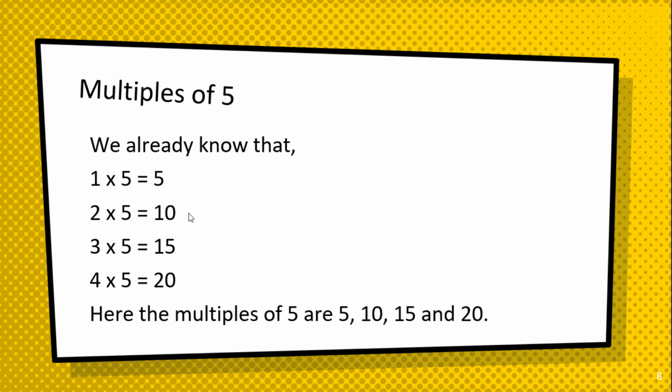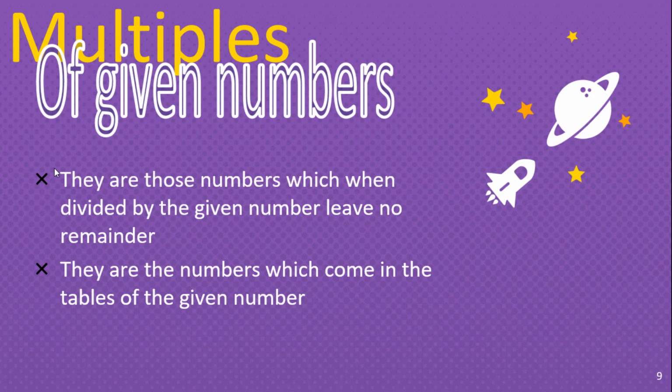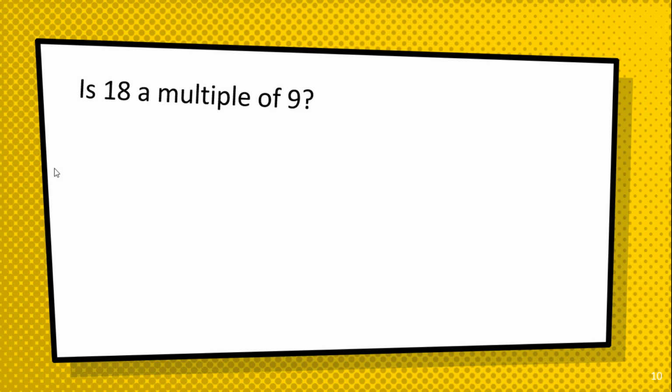This is another way of looking at it. This explains another way of finding multiples of a given number. What are multiples? They are those numbers which when divided by the given number leave no remainder. Also, they are the numbers which come in the tables of the given number. We looked at both of them. Is 18 a multiple of 9? Can you answer me? Yes, you can do it yourself by pausing the video here before I solve it for you. Now let us go ahead and solve it.